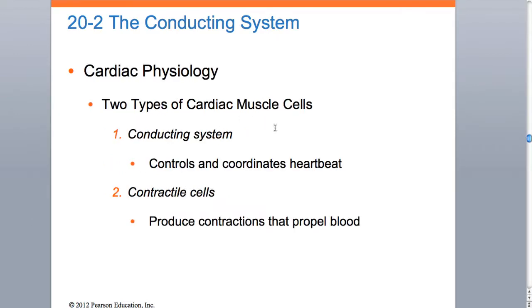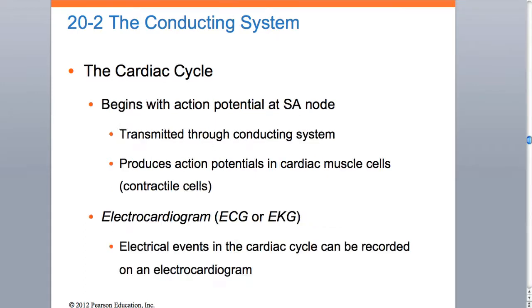Next slide. We have the cardiac physiology in terms of conduction system. Now, I really don't care too much about this slide. This is the terminology the book is using, but be aware that we have a conducting system and a contractile system. Now, this slide is important. We have our SA node. The SA node is the initiation of the conduction system. So your heart cycle starts with the stimulation of the SA node.